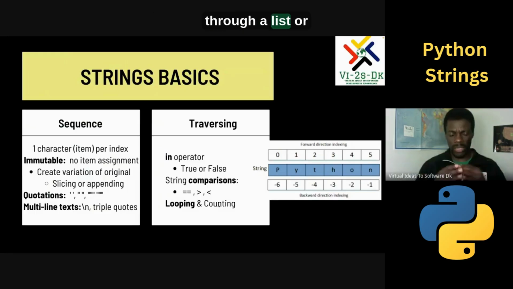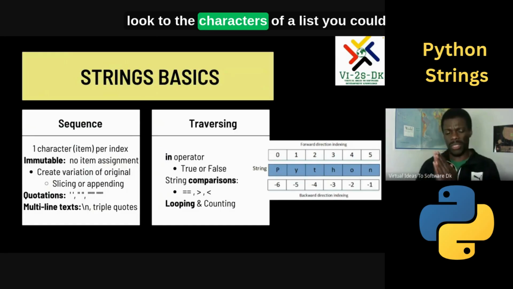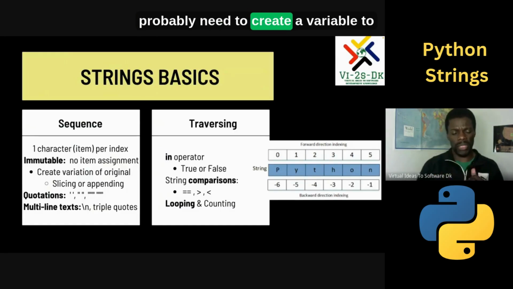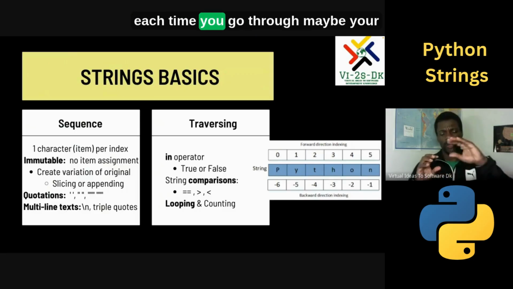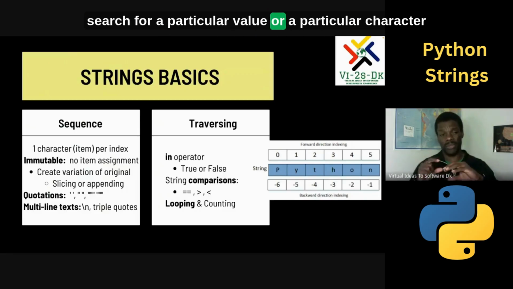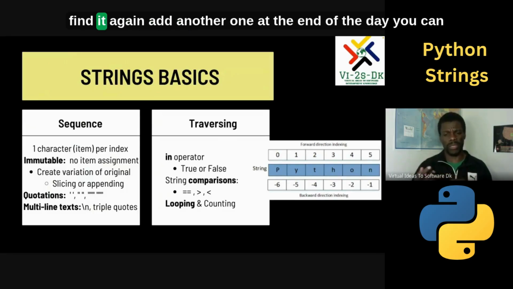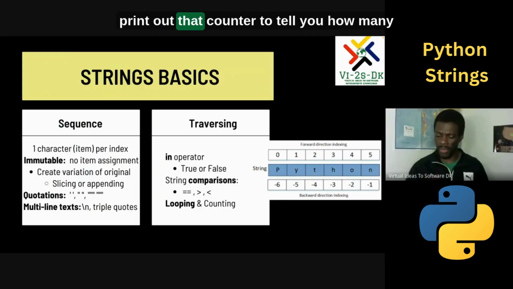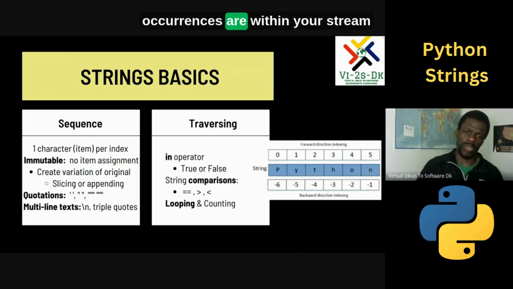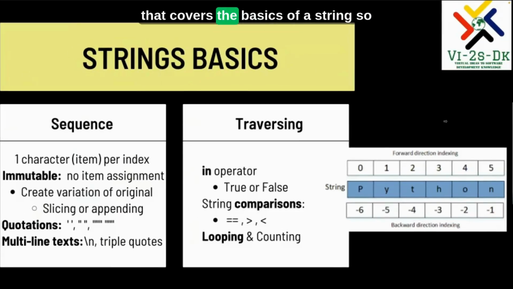Maybe if you want to look through a list or look through the characters of a list, you could need to create a variable to hold a counter each time you go through. Maybe you're searching for a particular value or a particular character. Then you update that counter and say, okay, we found it one time, add 1. We found it again, add another 1. At the end of the day, you can print out that counter to tell you how many occurrences are within your string.